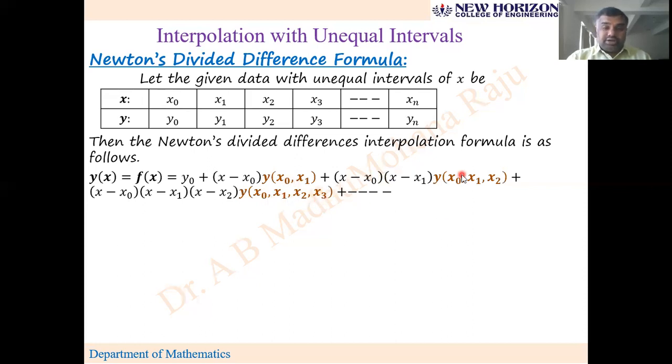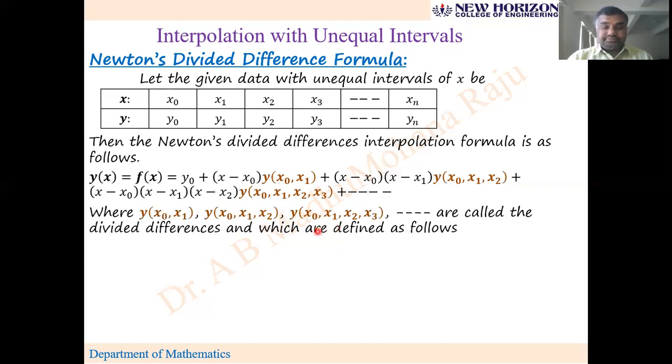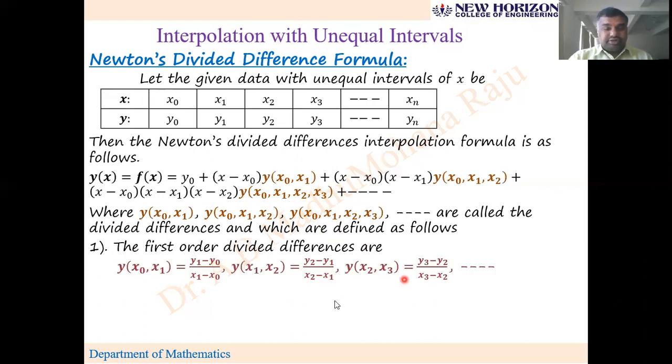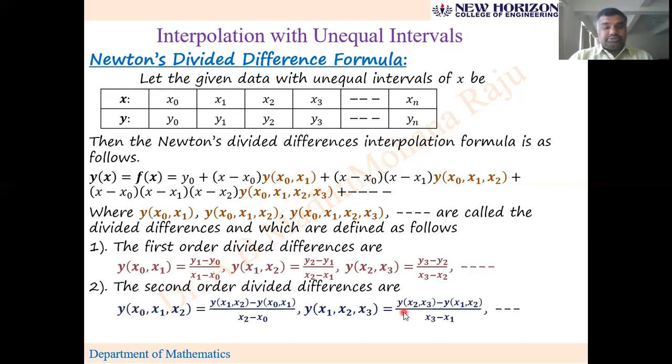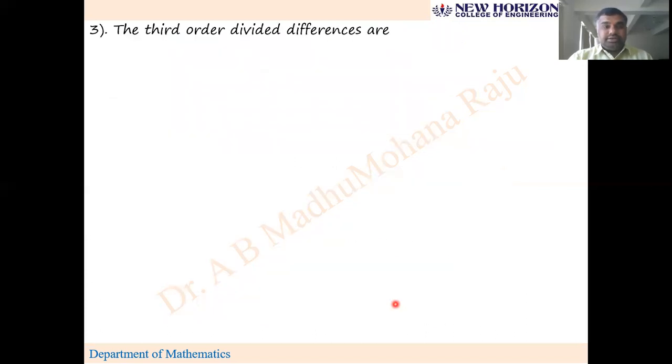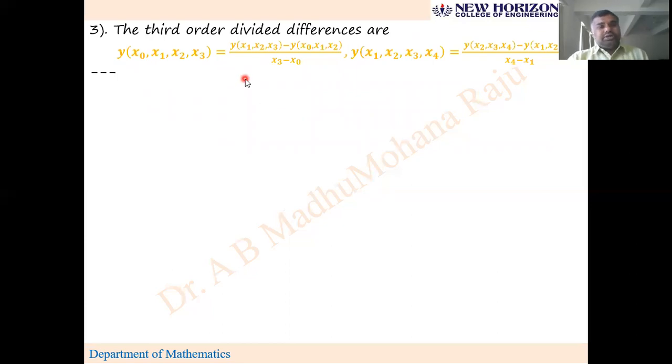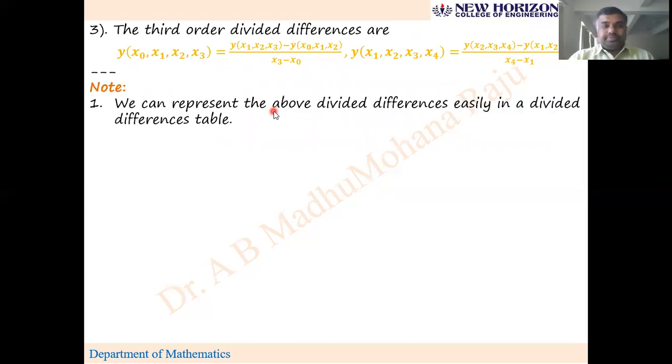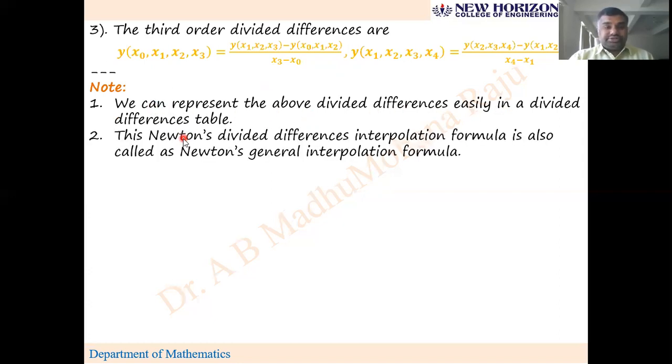Here, these highlighted unknown values are called Newton's divided differences. These highlighted ones we are going to calculate using a table, called the divided differences table. These divided differences are defined as follows: the first order formula, the second order differences formula, and the third order differences formula. Instead of these formulas, you can see them easily in the table. We can represent the above divided differences easily in a divided differences table.